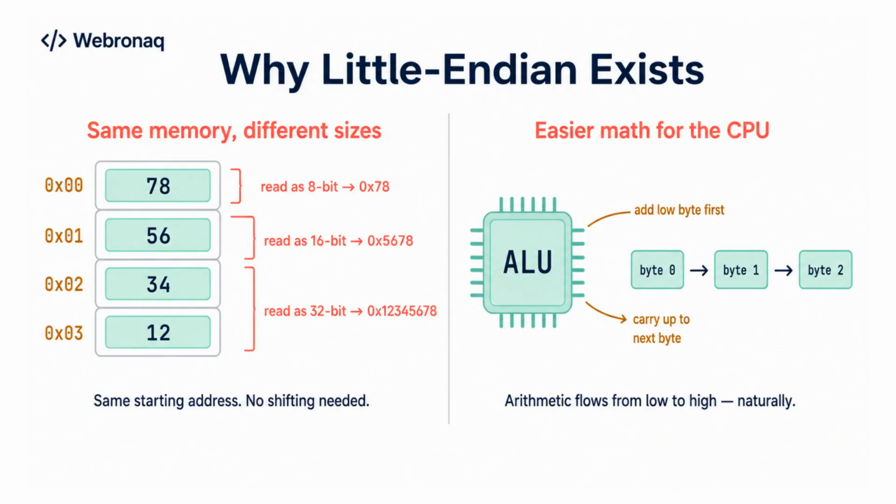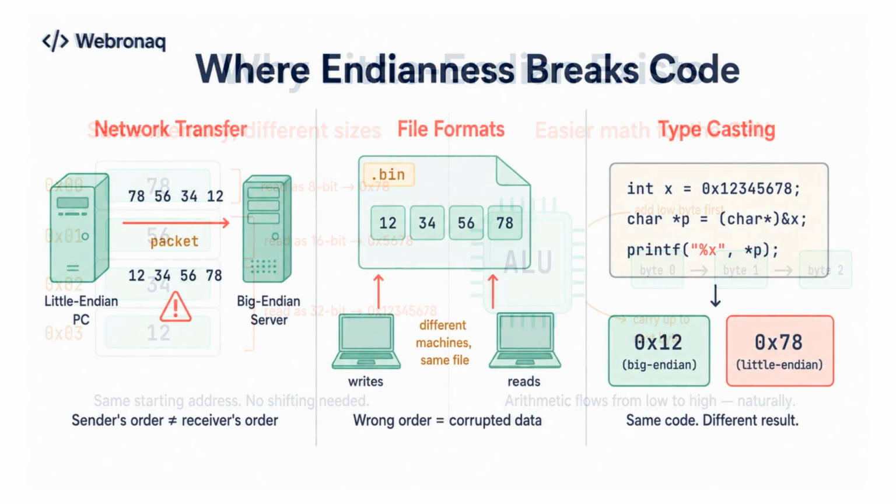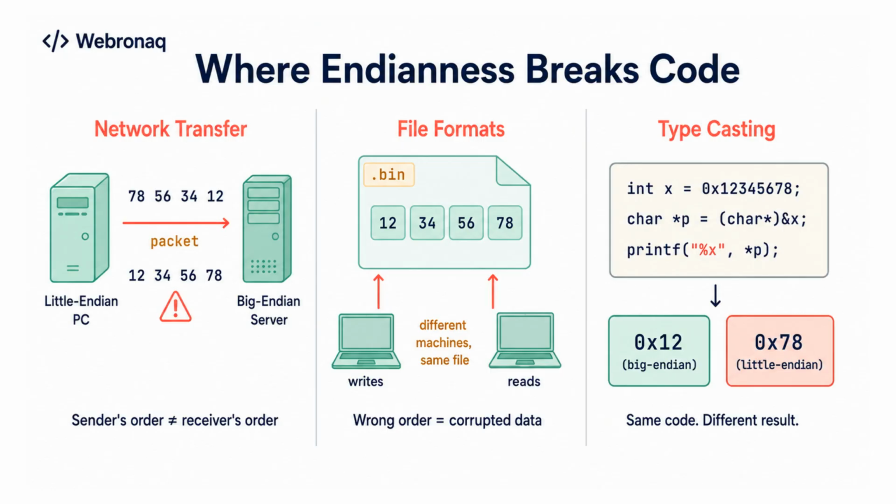That's the whole trade-off. And once you have two valid orders out in the wild, you have a problem, because sooner or later, they have to talk to each other. Now let's talk about where this actually bites you. 3 places. First, network transfer. Imagine your little-endian laptop sends a number to a big-endian server.